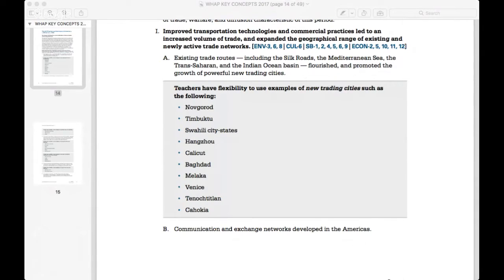Mogadishu, which is currently still a city in the country of Somalia. Zanzibar was another city in East Africa. Other than that, Hangzhou, Calicut, Baghdad, Malacca, Venice, Tenochtitlan, Cahokia, those are the cities that you probably should at least recognize in this unit. All right, 5 seconds more to screenshot this. I'm back.